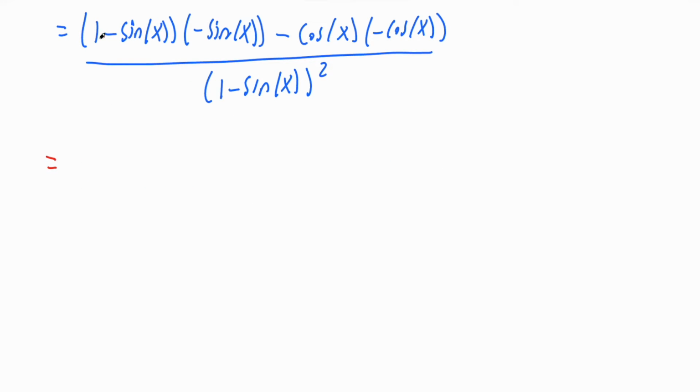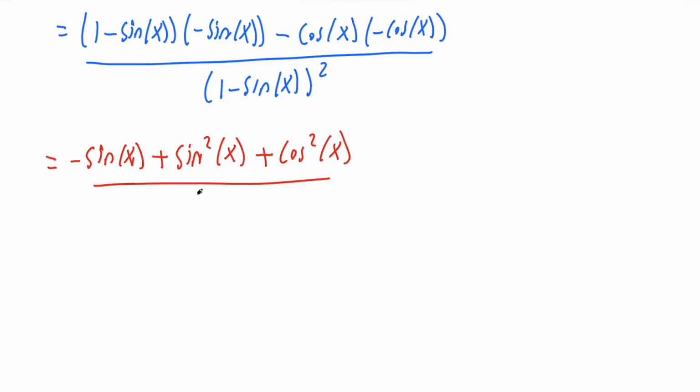Next, we can expand. So 1 times negative sine x is just negative sine x. And negative sine x times negative sine x will get a positive. Negative times negative is a positive. And we're going to get sine squared x. And negative cosine x times negative cosine x, we're going to get positive cosine squared x. Close it. Divided by our denominator.